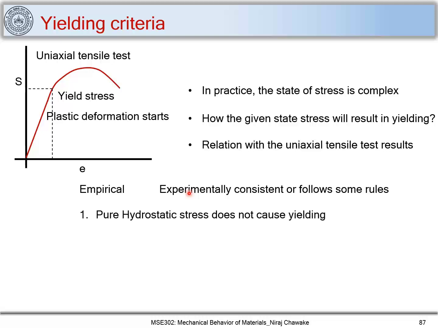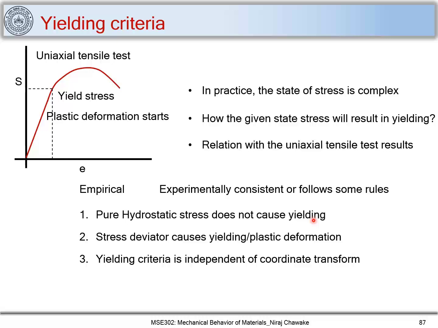There are certain rules for this criteria, and the first rule is that pure hydrostatic stress does not cause any yielding. This we have seen: when we have a hydrostatic stress state, it causes only a volume change, not a shape change. And thus the first rule is that pure hydrostatic stress does not cause yielding. The next rule is that the stress deviator causes yielding, or a plastic deformation. This also we have seen: the stress deviator leads to a plastic deformation or a shape change, and thus results in yielding of a material.